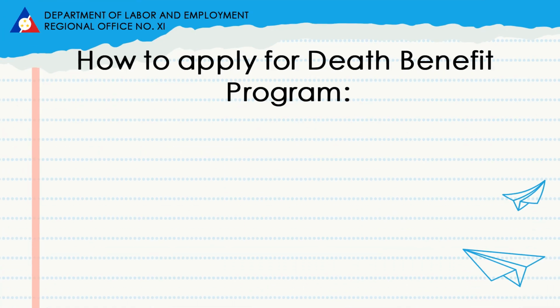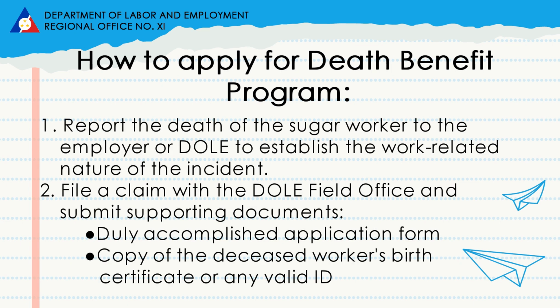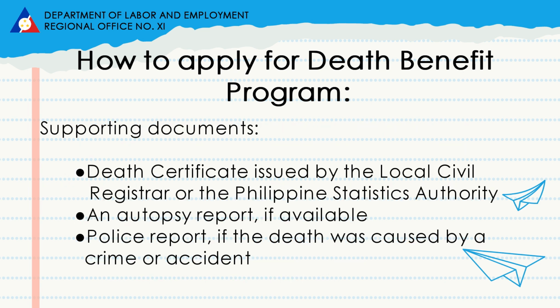What are the steps to apply for the death benefit program? Report the death of the sugar worker to the employer or DOLE to establish the work-related nature of the incident. File a claim with the DOLE field office and submit supporting documents. Duly accomplished application form. Copy of the deceased worker's birth certificate or any valid ID. Death certificate issued by the local civil registrar or the Philippine Statistics Authority.